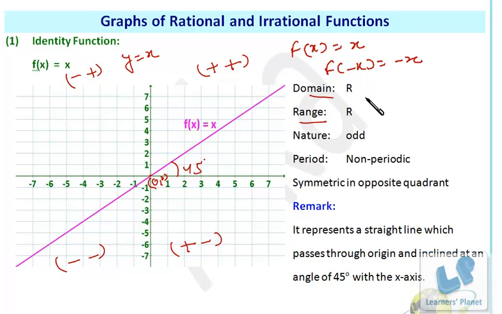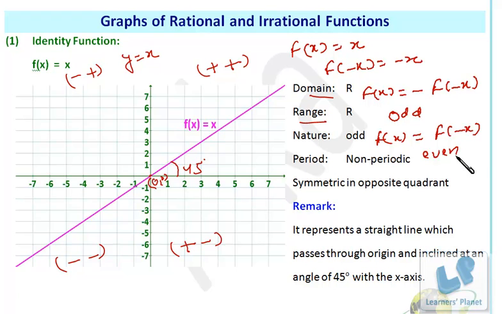So what is happening over here? f(x) is equal to minus f of minus x, right? f(x) is x, and minus of f of minus x is minus of minus x, that will be x. So f(x) is equal to minus f of minus x, that means it is an odd function. And if f(x) is equal to f of minus x, then it is an even function.